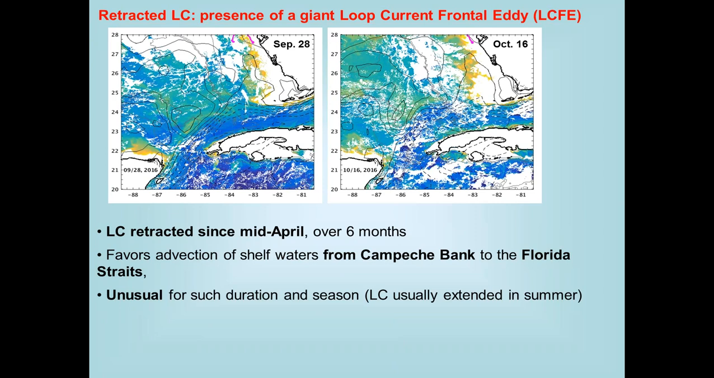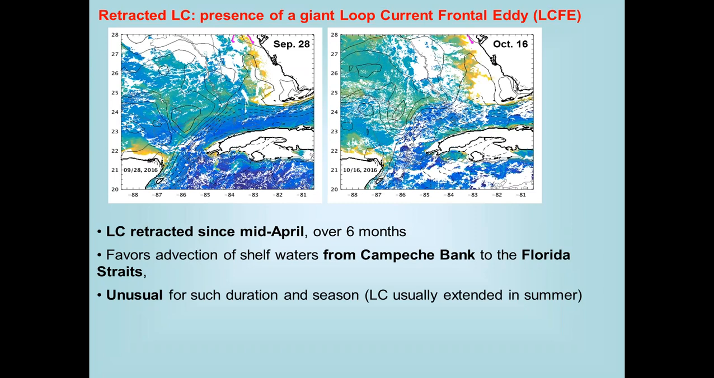And the loop current is still retracted and blocked by this very large patch of cyclonic vorticity. So the loop current has been retracted because of this large frontal eddy. And the loop current has been retracted since mid-April. So it's been over 6 months that the loop current is at the very retracted position, very southward position. And this configuration favors the direct advection.